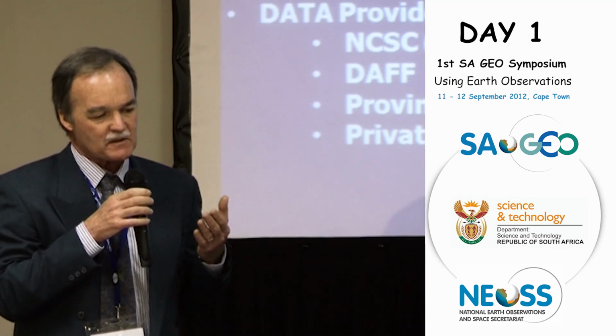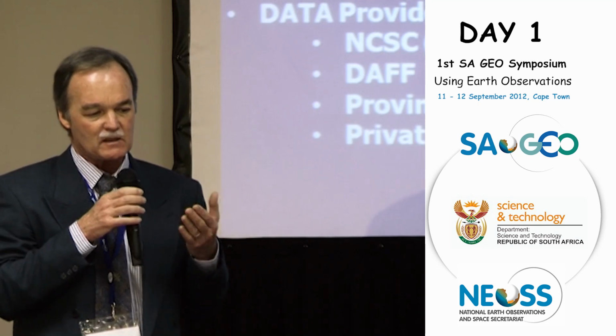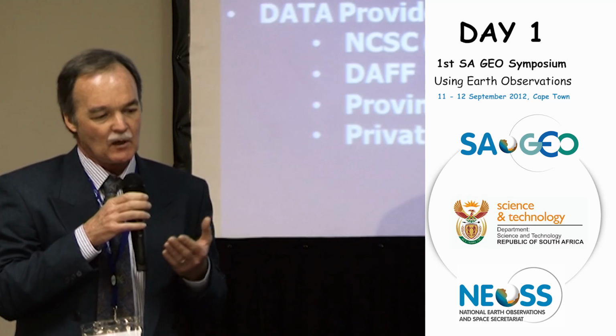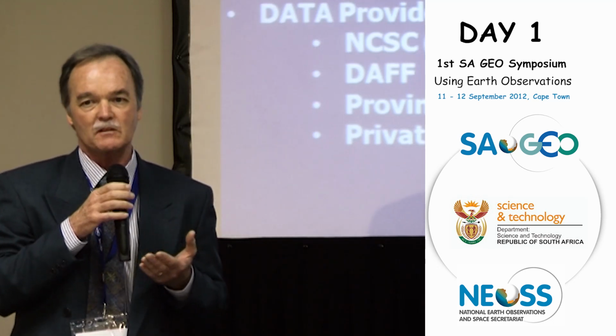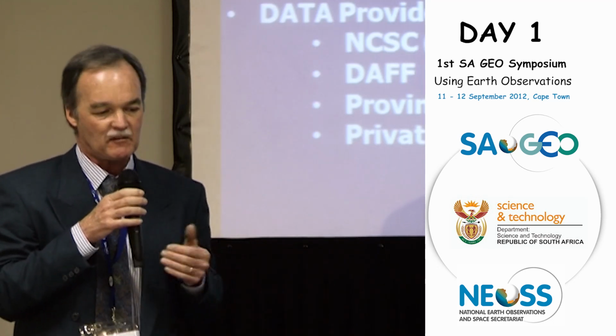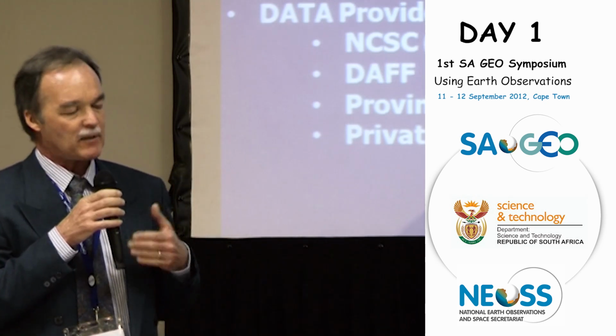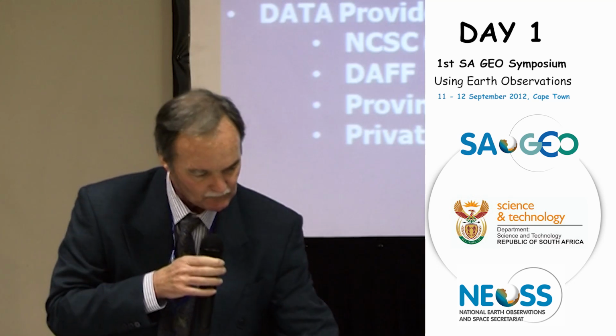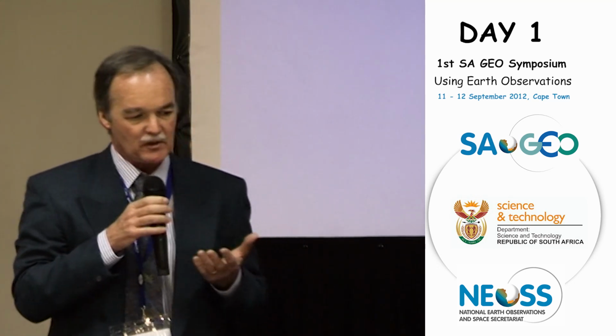The National Crop Statistics Consortium is contracted to try and provide an estimate within a 5% coefficient of variation, so plus or minus 5% at national level and plus or minus 10% at provincial level. So how do we all do this?